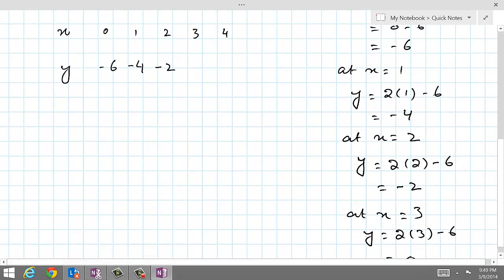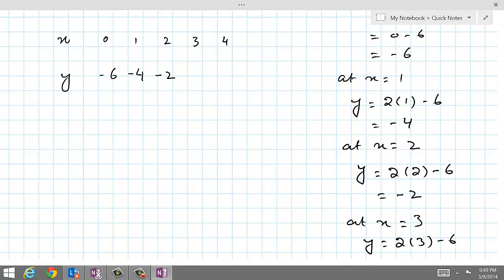You can see that for every value of y, there is a difference of 2. So we continue to add 2 to get the next value for y. It's not hard here to imagine what would be the next value. The next value would be 2.